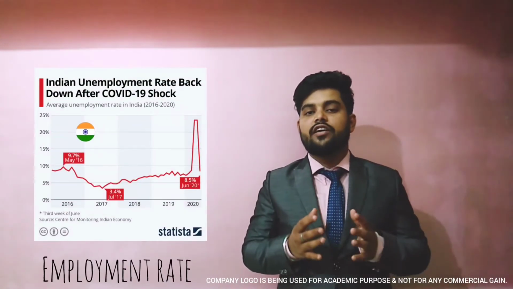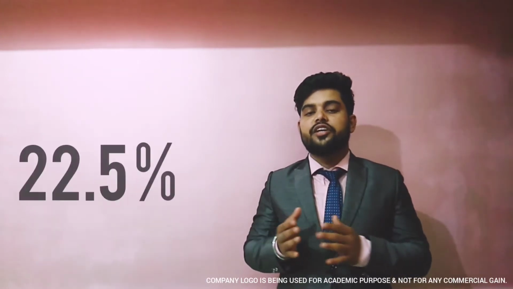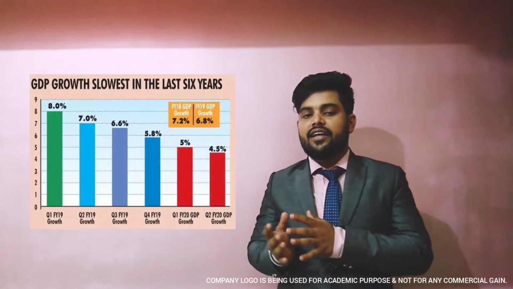The current unemployment rate of India is the highest over the last 45 years with 22.5%. The aggregate investment has fallen down to 30% of the GDP. Not only that, the capacity utilization in the private sector has fallen down to 70%.